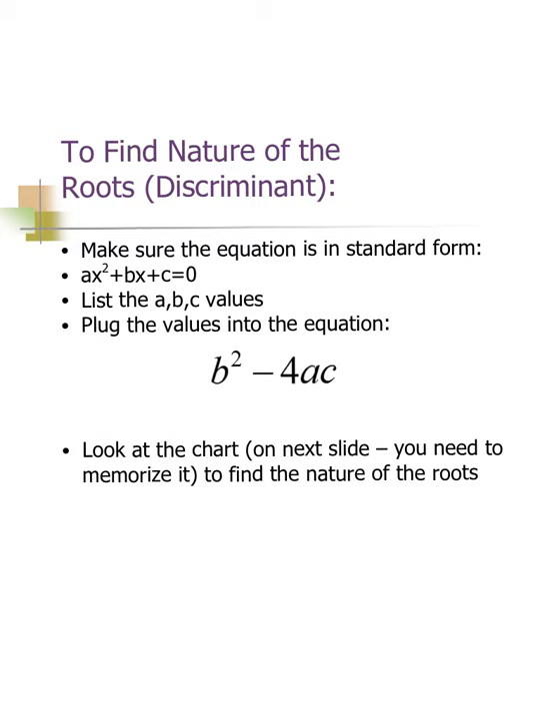ax squared plus bx plus c equals 0. Off to the side, we're going to list your a, your b, and your c, and then plug those values into the equation b squared minus 4ac. We're going to look at the chart on the next slide. You need to memorize it to find the nature of the roots. So this here is called the discriminant, and that number is going to help us figure out the nature of the roots.